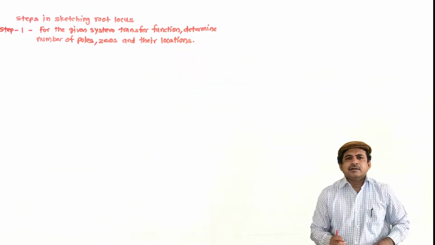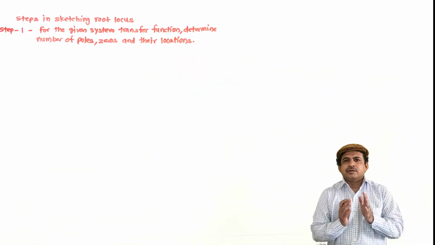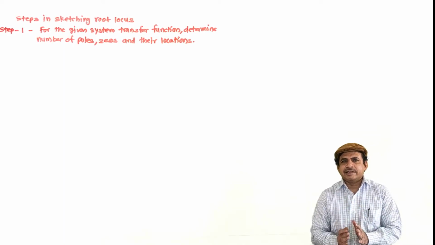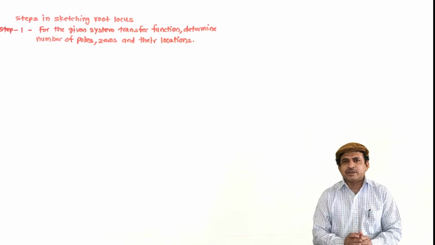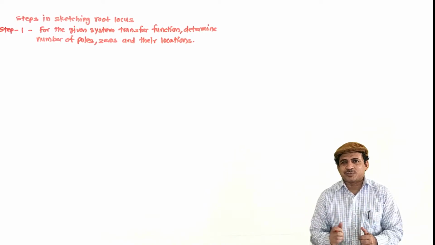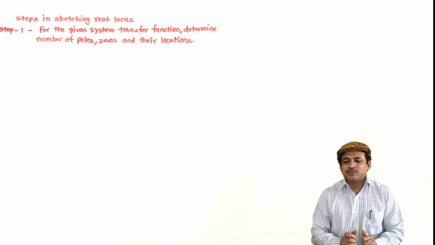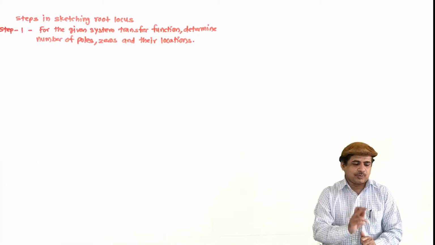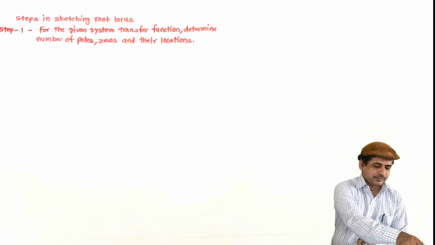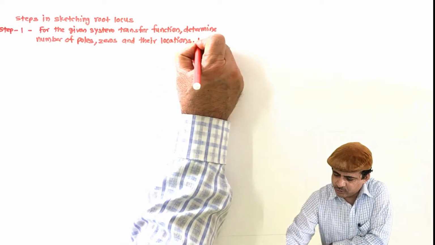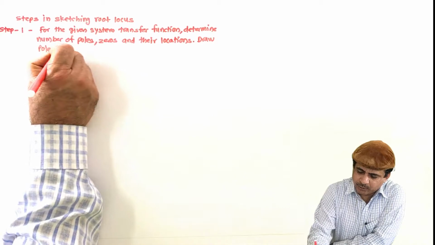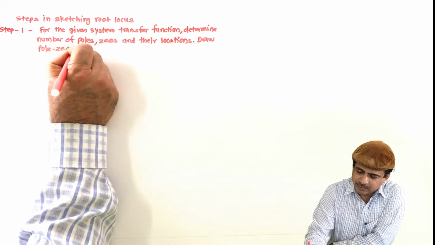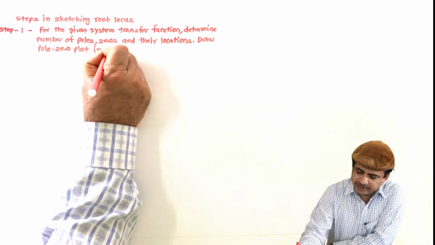Why? So that we know P and Z, that is, the number of open loop poles, the number of open loop zeros and their locations, so that we can initiate the root locus from the open loop poles. And for that we need to draw the pole zero plot in the first step. Here I will write: draw pole zero plot in S plane.